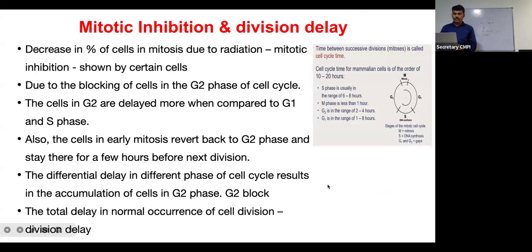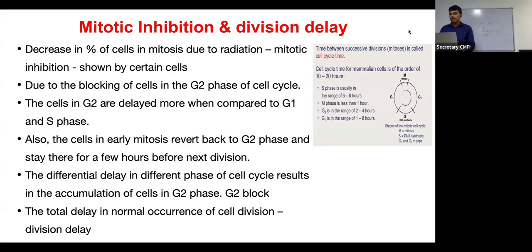Now, the next thing is mitotic inhibition. What is mitotic inhibition? You know what is mitosis? Mitosis is the cell division, mitosis or meiosis, whatever it is. So because of radiation, a decrease in the percentage of cells in mitosis due to radiation is called the mitotic inhibition. This is something shown by certain cells when irradiated, especially at the time of mitosis. So how does it happen? Because of the blocking of cells in G2.